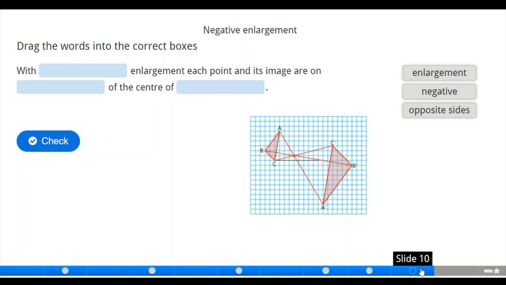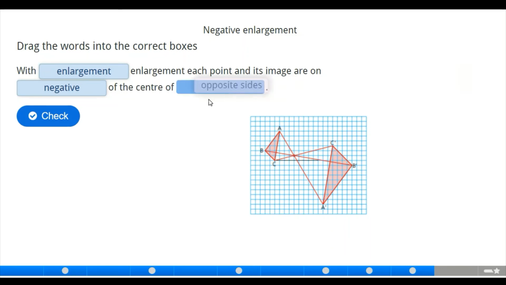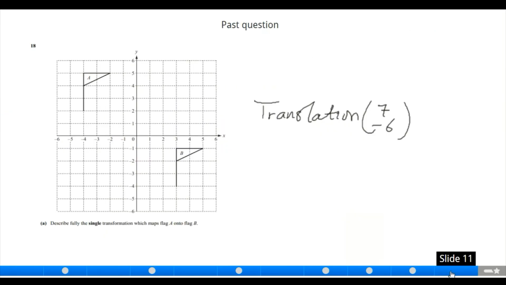So for a negative alignment, each point of the image is on the negative center of the what? Of the opposite side. Okay, so for a negative alignment, you see that you have something that is larger and you are trying to reduce it to something that is what? That is smaller. Okay, now we have a past question here. Let's study this past question together.